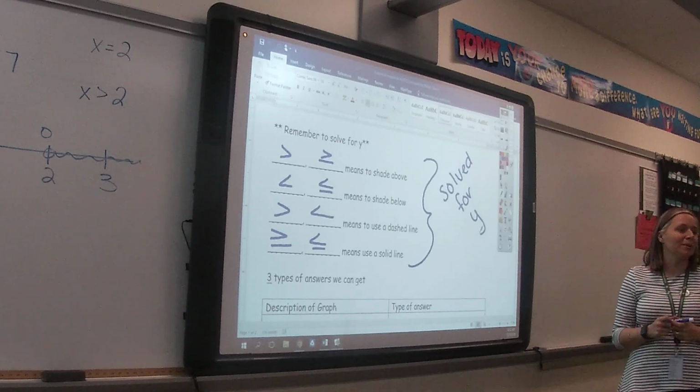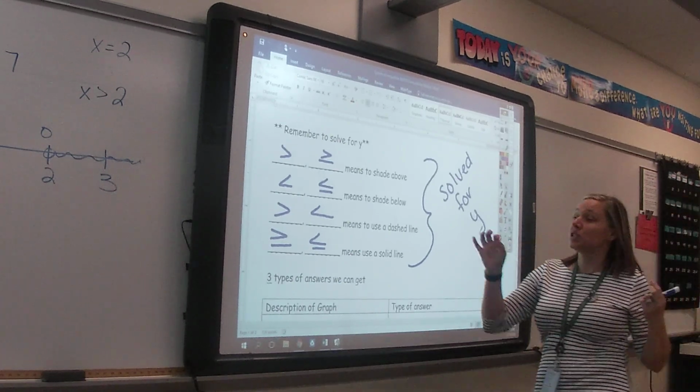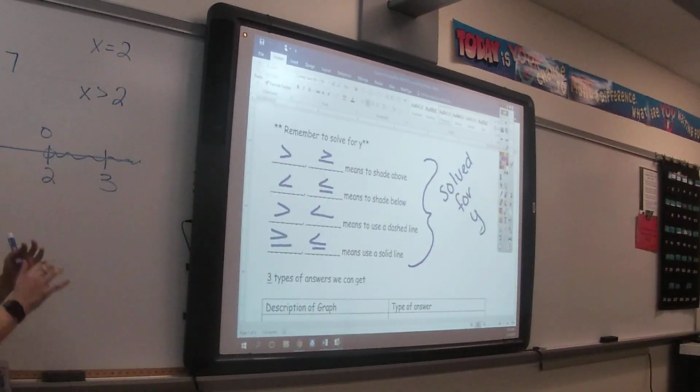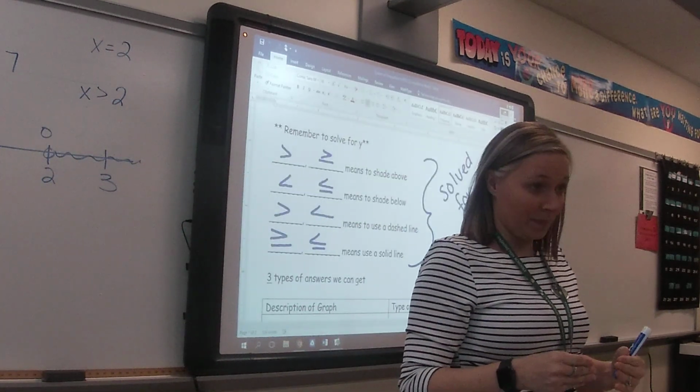0, 0, 0, 0, 0. How long can I say zeros? For forever, until I put a 1 on the end, right? We can't actually write down the number that is closest to 2. So instead we put this open circle to represent that we can get as close to 2 as we want. We just can't actually stand on it.